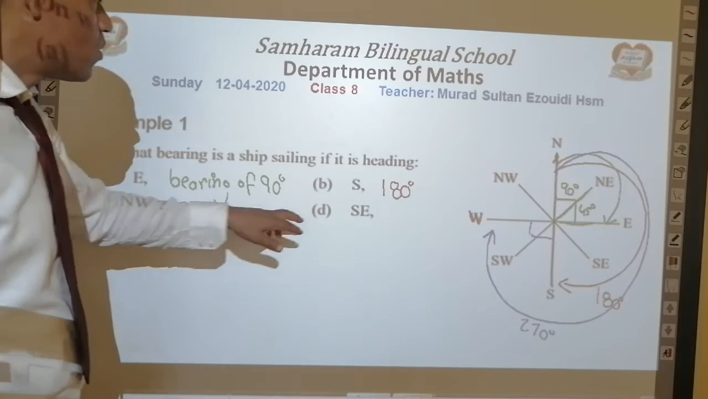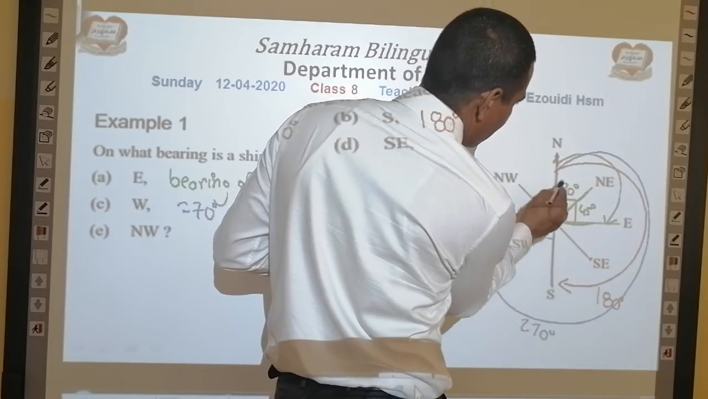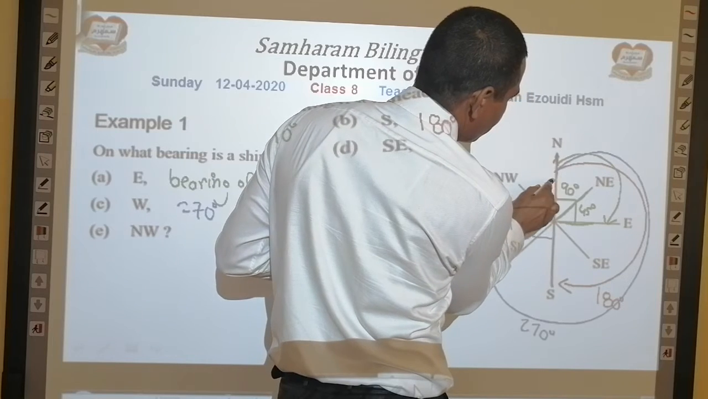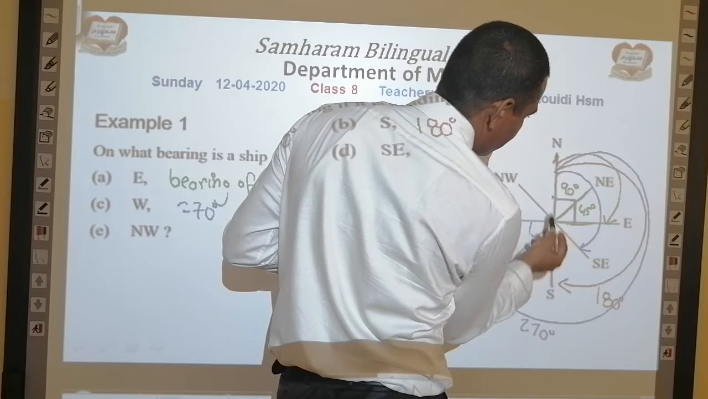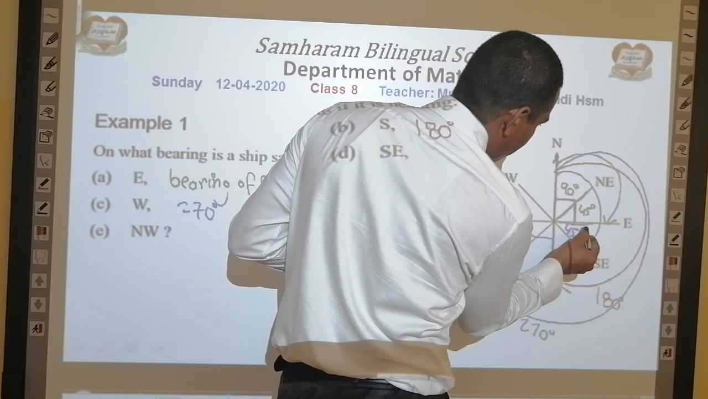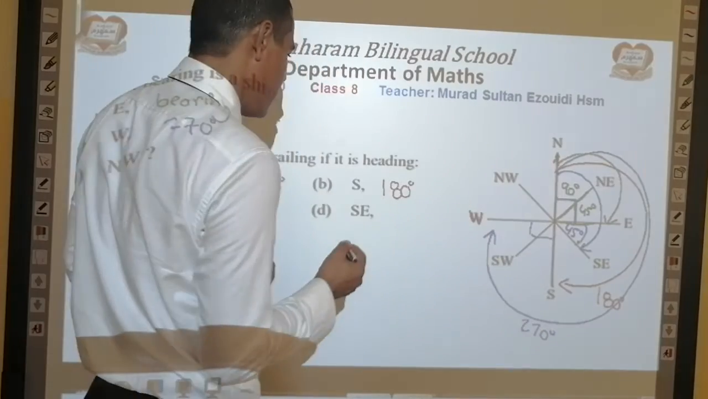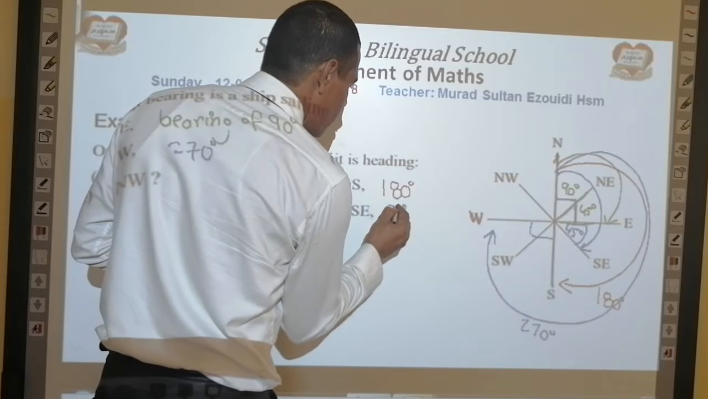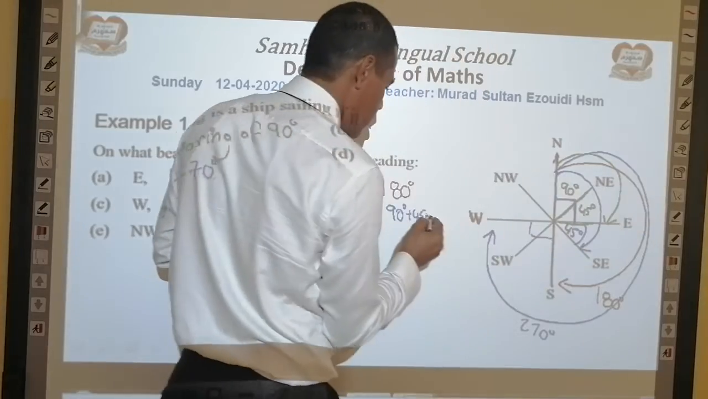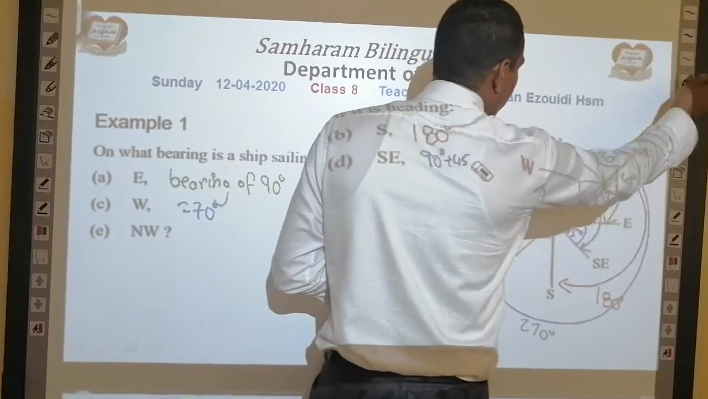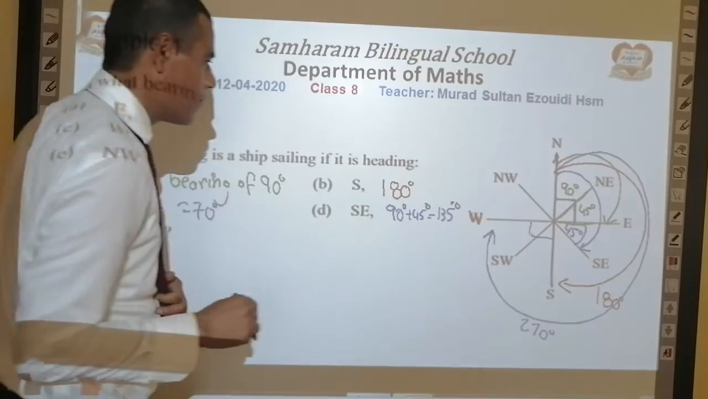Then, to southeast, this point, my kids, I will measure my angle clockwise from north direction to this one. So it will be, this is 90, you see this is 90, plus 45 degree. 90 plus 45 is what? 90 degree plus 45 degree equal what? 135 degree. Okay.